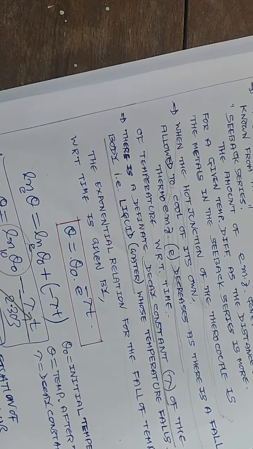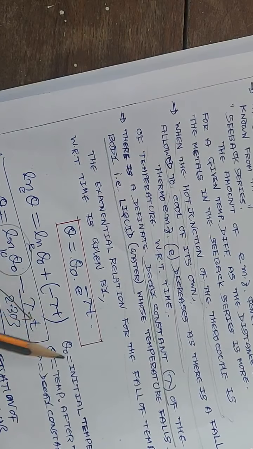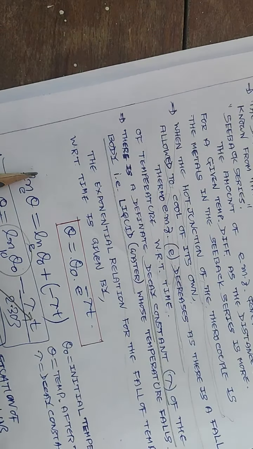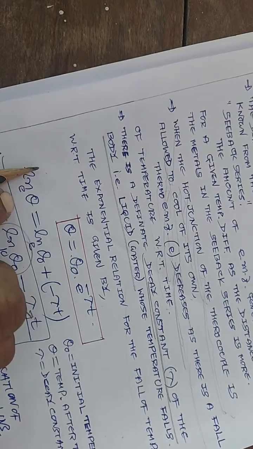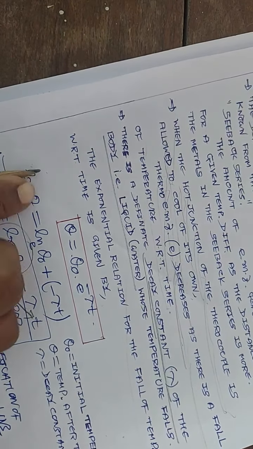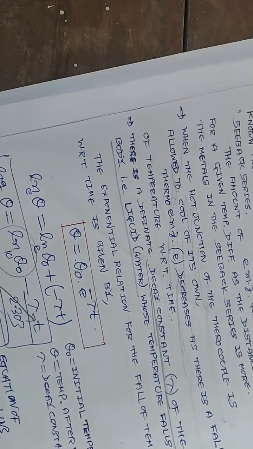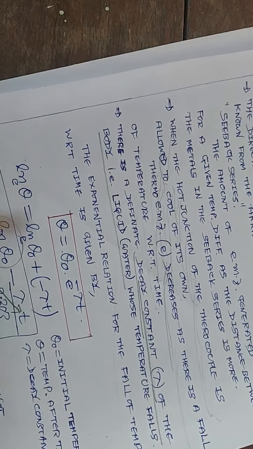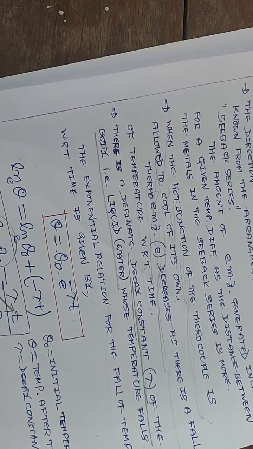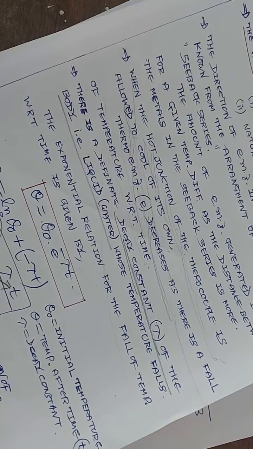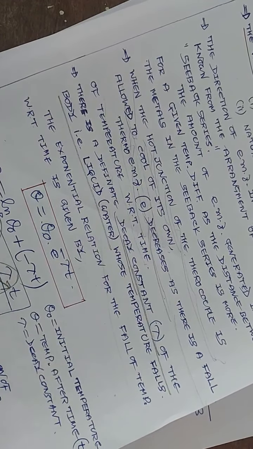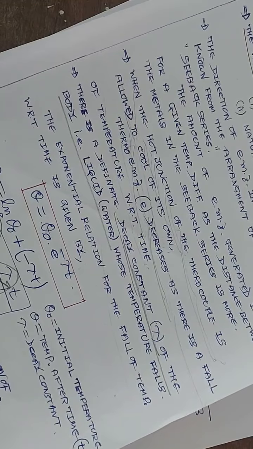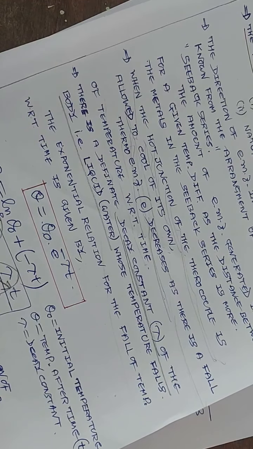Now this equation is similar to the equation of a straight line, y is equal to mx plus c. So if we take log theta along the y axis and time t along the x axis, the graph will be a straight line. The slope m of this graph will be lambda upon 2.303, and c is a constant, which is nothing but log theta 0. So you can see this graph.